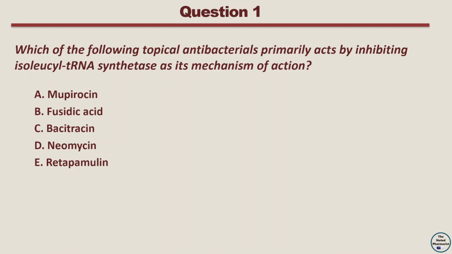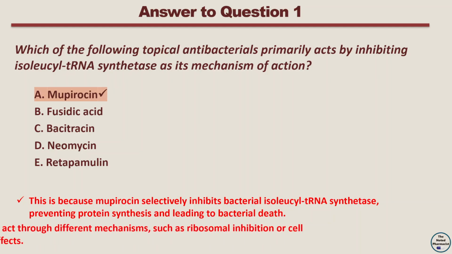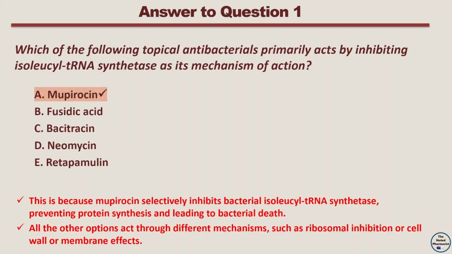The correct answer is option A, mupirocin. This is because mupirocin selectively inhibits bacterial isoleucyl-tRNA synthetase, preventing protein synthesis and leading to bacterial death. All the other options act through different mechanisms, such as ribosomal inhibition or cell wall or membrane effects.